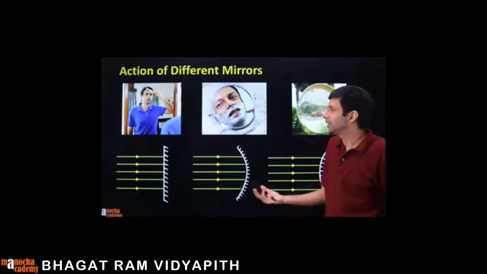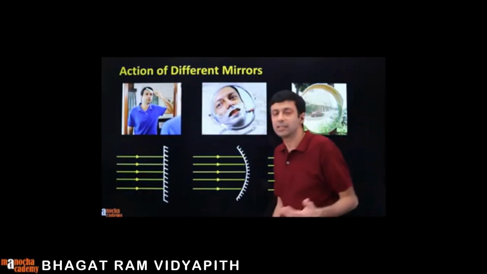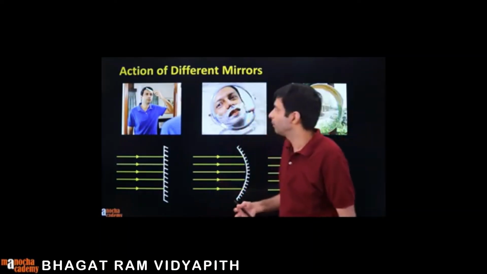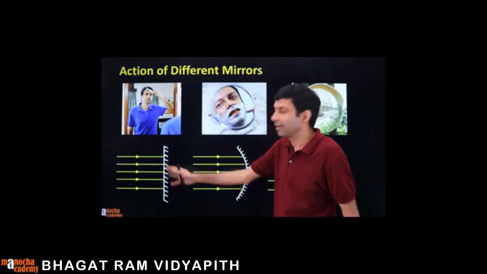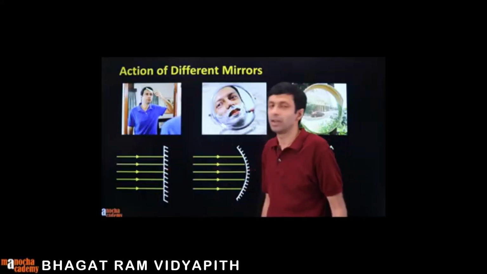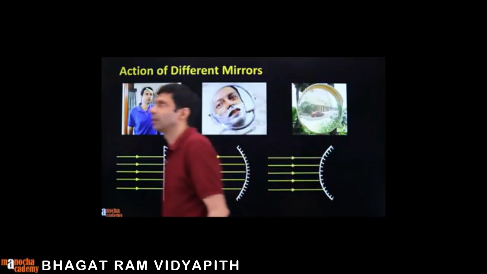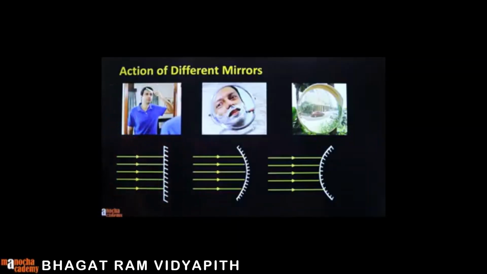So why use these different types of mirrors? The reason is the action is different. What do I mean by that? If you take a parallel beam of light and throw it on a plane mirror, what happens to it? So here you can see there's a parallel beam of light falling on a plane mirror. So after reflection, this beam just reflects off like this. So you can see the parallel beam remains parallel, right? So it remains parallel even after reflection for a plane mirror.